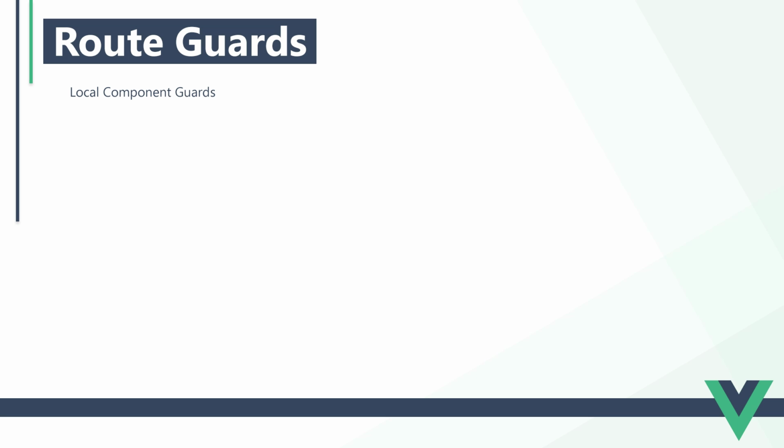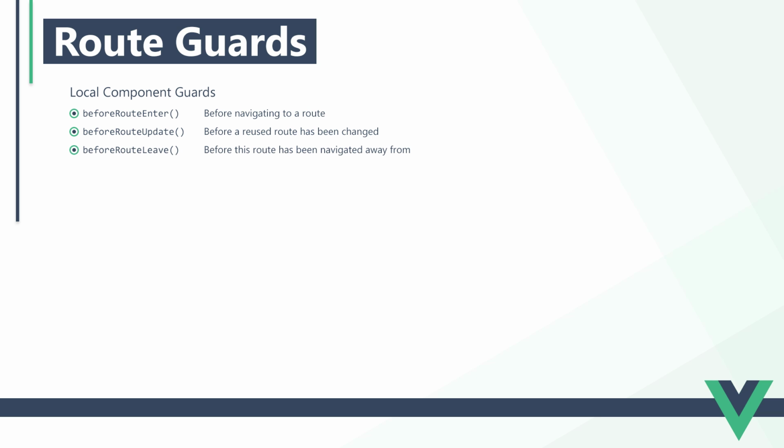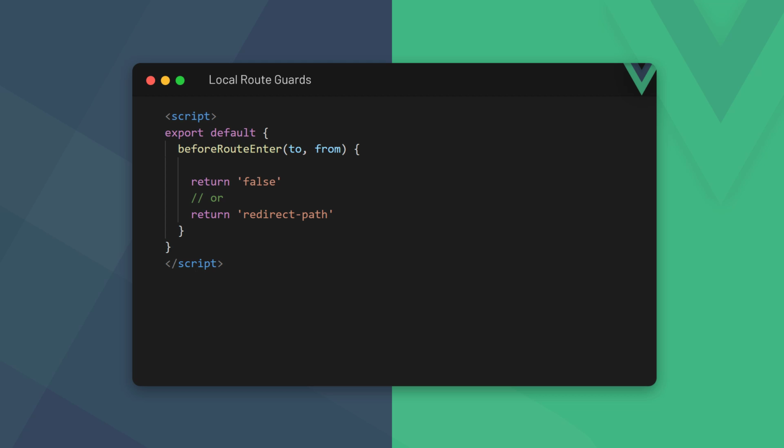The local in-component guards are called from within the component that we want to guard as an option. beforeRouteEnter is executed before the user navigates through a route. The beforeRouteUpdate hook is executed before a reused route has been changed. And beforeRouteLeave is executed before the route has been navigated away from. As with beforeEach, the option takes the to and from parameters directly instead of in a callback function. All in-component guards are executed before the global beforeResolve guard.